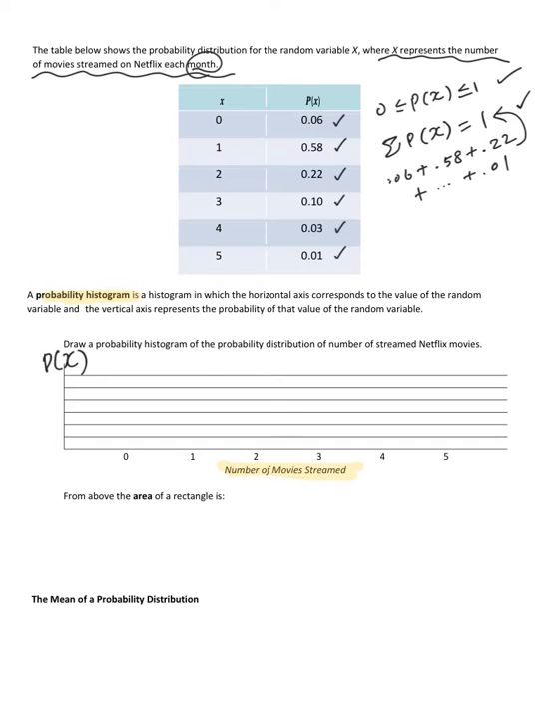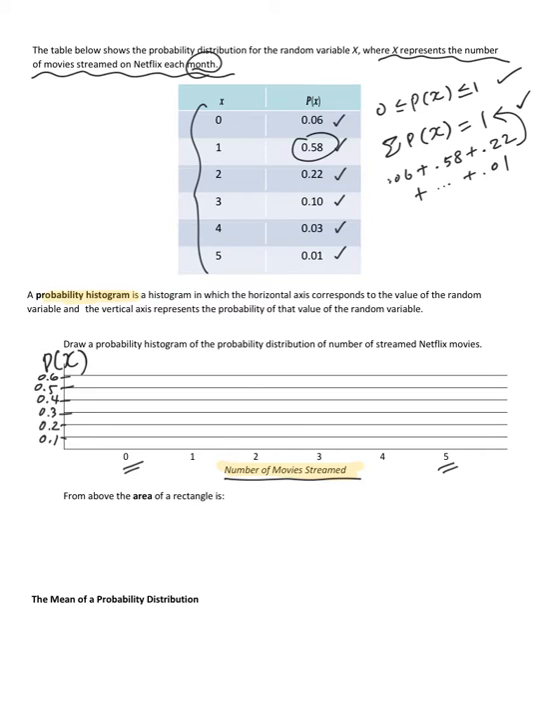Okay, so let's draw a probability histogram for this. The horizontal axis, again, is the number of movies streamed. It goes from 0 to 5. When you look at the table, the highest probability is 0.58. So how many tick marks do we have? 1, 2, 3, 4, 5, 6. How about we make each tick mark 0.1: 0.1, 0.2, 0.3, 0.4, 0.5, 0.6. There we go. That will work, right?